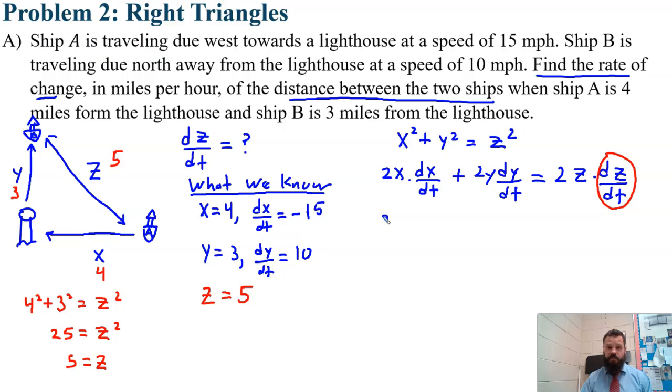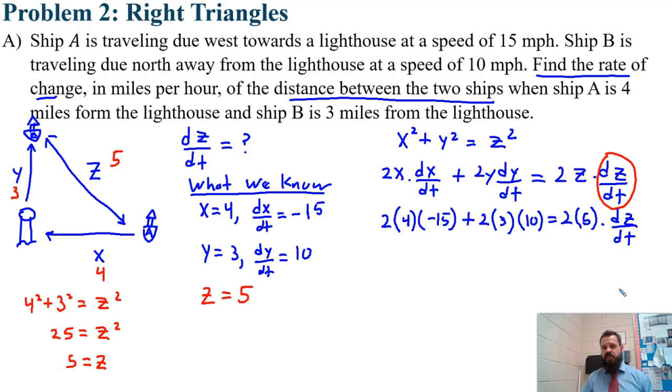Plugging in what we know then, we've got 2 times x, which is 4, times dx over dt, which is the negative 15, plus 2 times the y, which is 3, times dy over dt, which is my 10, is equal to 2 times the z, which is 5, times dz over dt, which we don't know yet. That's what we're shooting for.